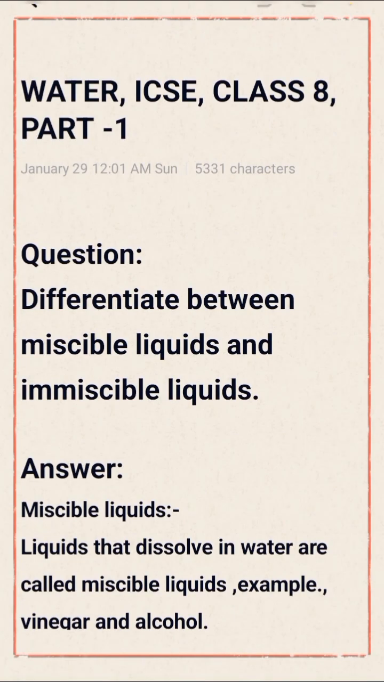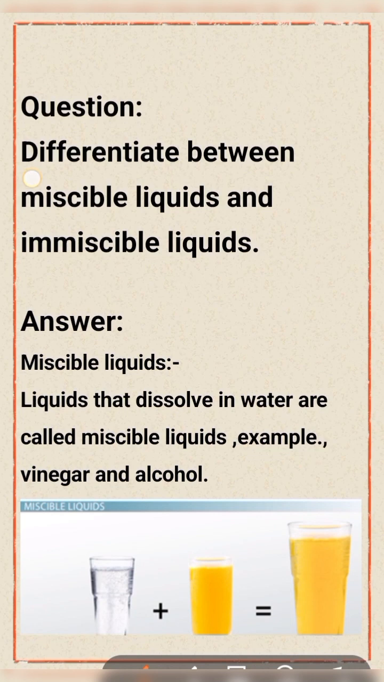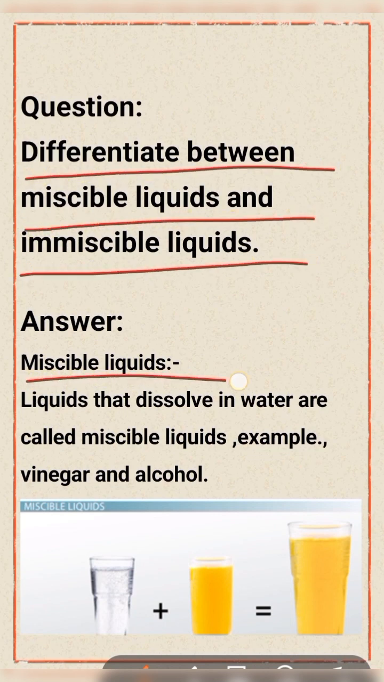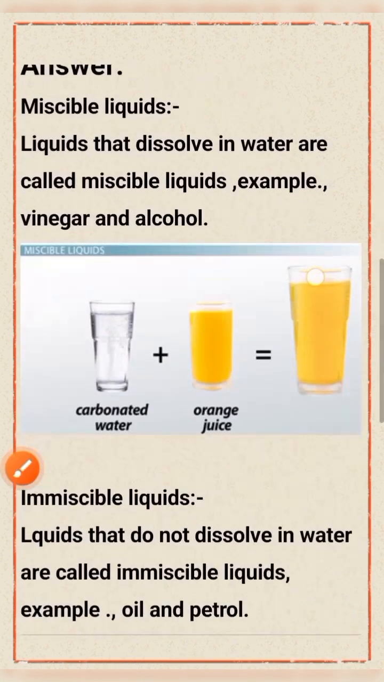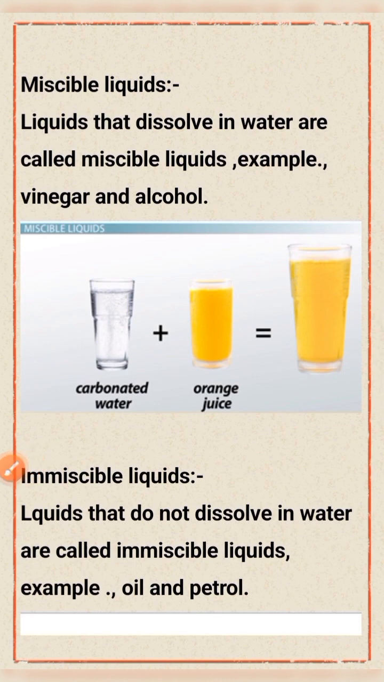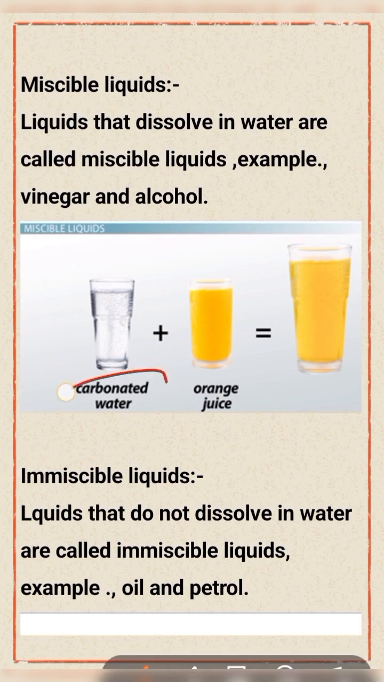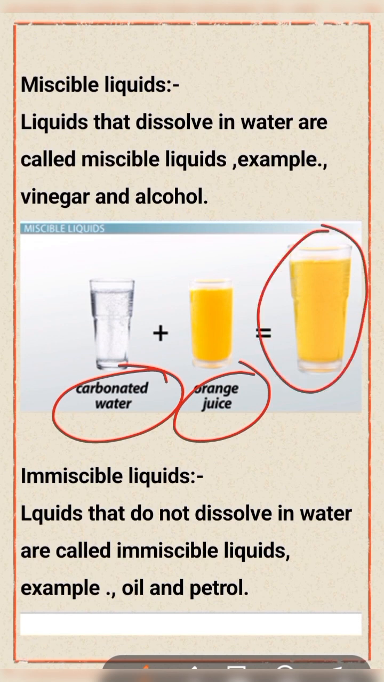My dear viewers, now we discuss water based on ICSE Class 8, part 1. Differentiate between miscible liquids and immiscible liquids. Miscible liquids, liquids that dissolve in water, are called miscible liquids. Example: vinegar and alcohol. Show the picture example of miscible liquid. Solutions like carbonated water and orange juice form miscible liquids.